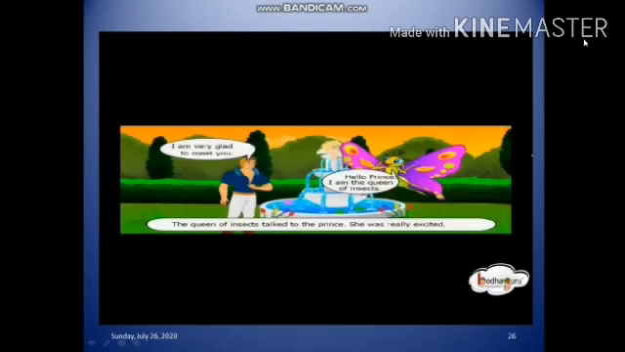The queen said, "Hello, prince. I'm the queen of insects." The prince said, "I'm very glad to meet you." The queen of insects talked to the prince. She was really excited.